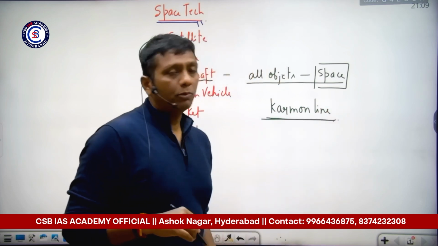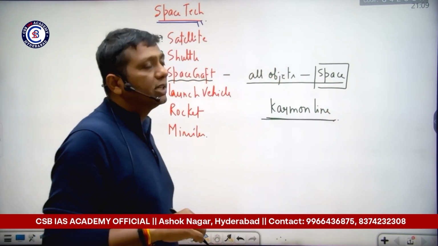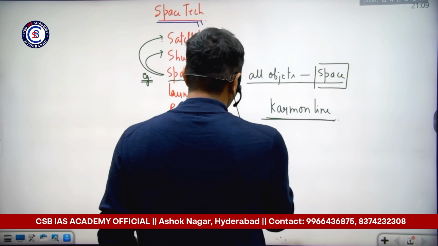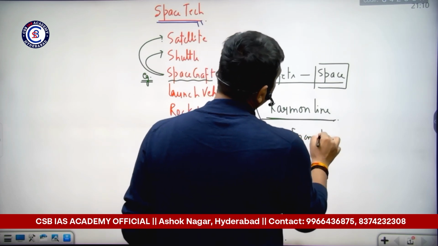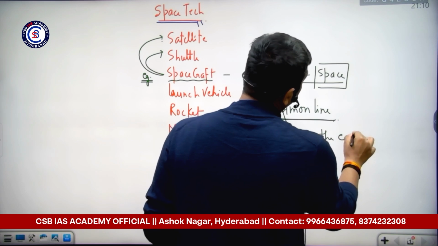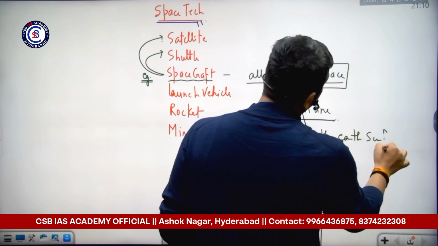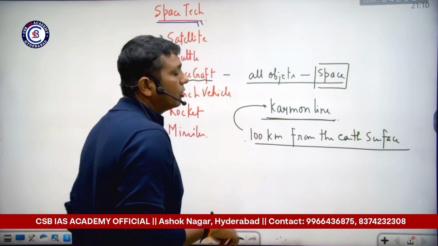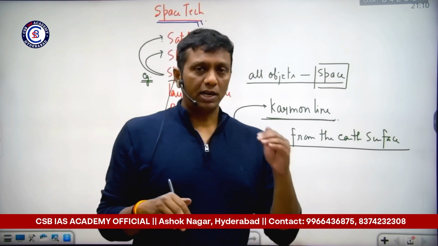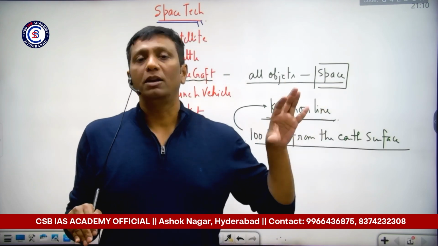You should get the idea about the Karman line. Now the question is, what is the Karman line? Actually, it is 100 kilometers from the Earth's surface. At such a height is what one place is called a Karman line. So just 100 kilometers from the Earth's surface is called the Karman line.